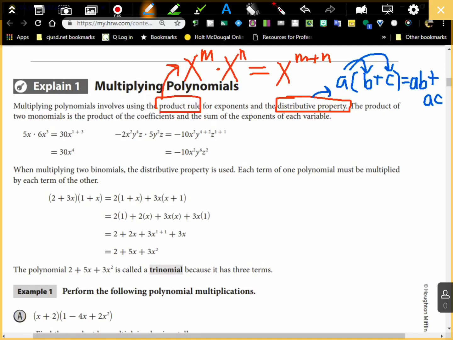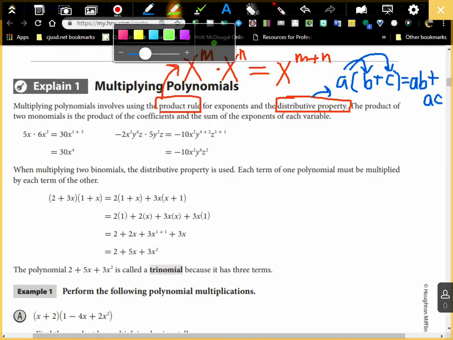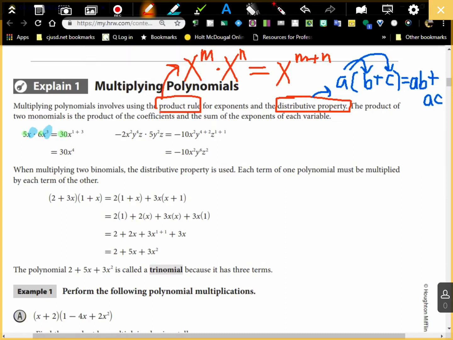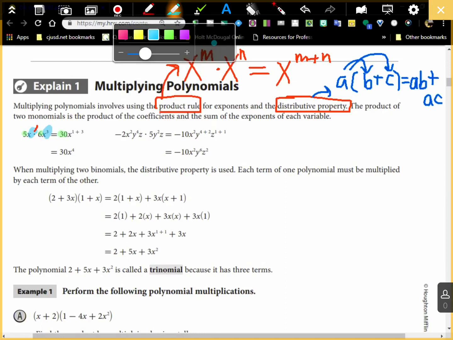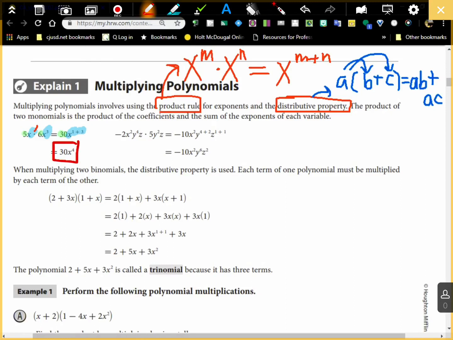Okay, so we have a couple examples of multiplying monomials here. If I had 5x times 6x cubed, I multiply the 5 and the 6 because they're both coefficients. So the coefficients are just straightforward multiplication. 5 times 6 is 30. But then on the variables, I add their exponents. So x has an exponent of 1. X cubed has an exponent of 3. So we add together 1 plus 3. And that's where they get 30x to the fourth from.